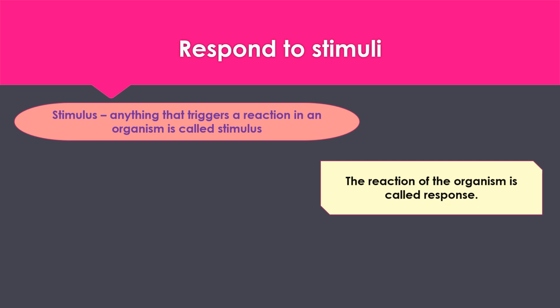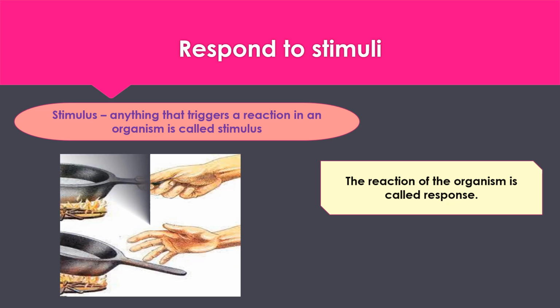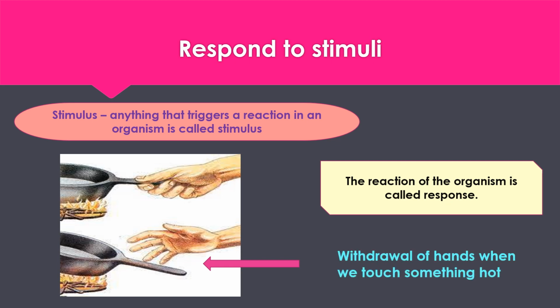Now let me ask you a simple question. What do you do when you accidentally touch a hot pan? You immediately withdraw or remove your hand from it. This is exactly shown in the picture. This is a phenomenon that we see in our daily life, which is responding to stimuli.